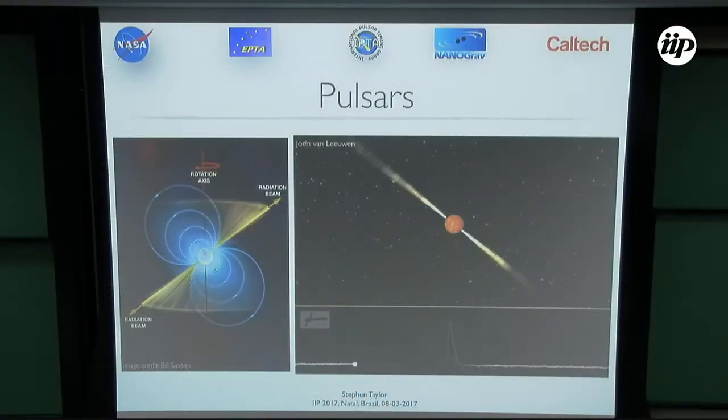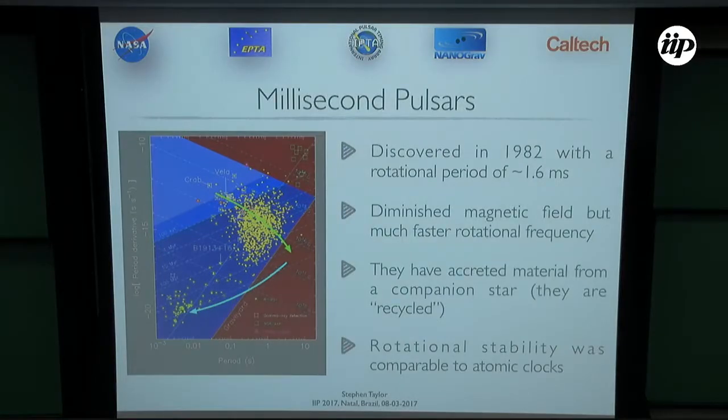So here's an example of that pulse being registered every time it swings into the line of sight of our receivers. We actually don't use the canonical pulsars which were discovered first. We use a different type of pulsar called millisecond pulsars. They were discovered in 1982. They have very fast rotational frequencies.